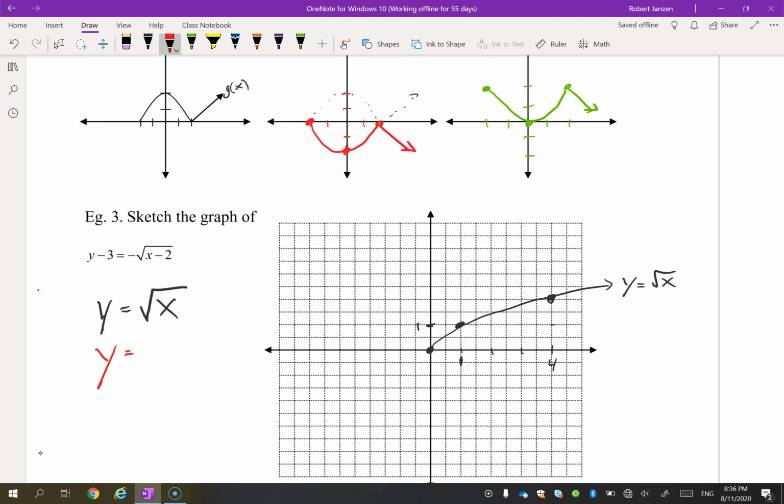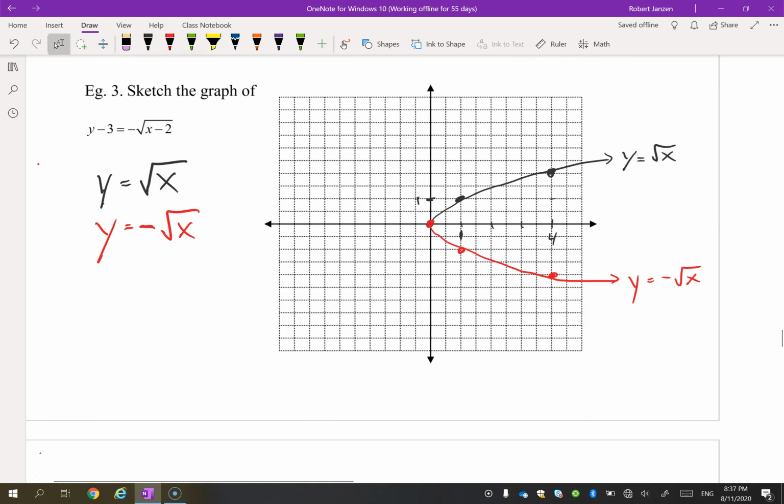Now I see 3 things going on here. I see up 3. I see a vertical reflection. I see right 2. I'm going to do just this. What does that do? That negative affects the y, so it's going to flip it over the x-axis. So it looks like this. Okay, and I'm going to label it very clearly.